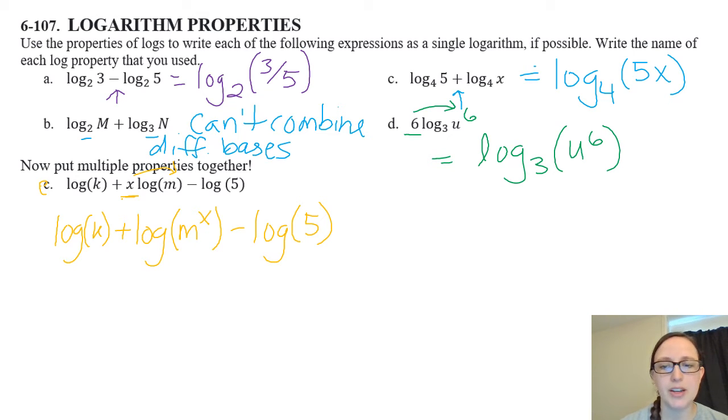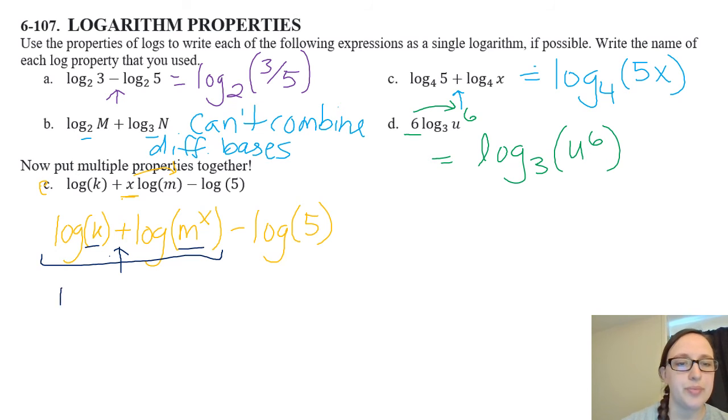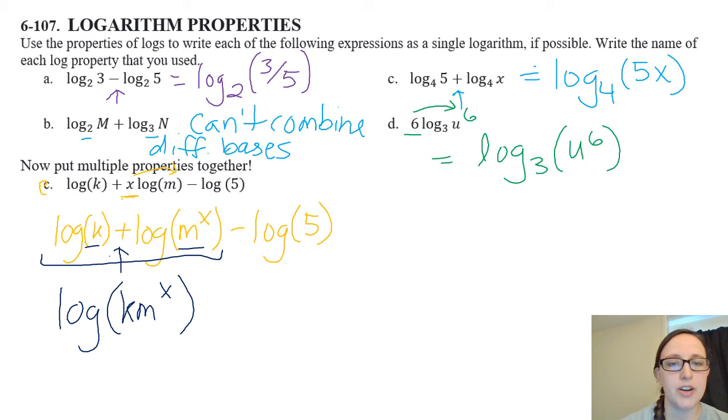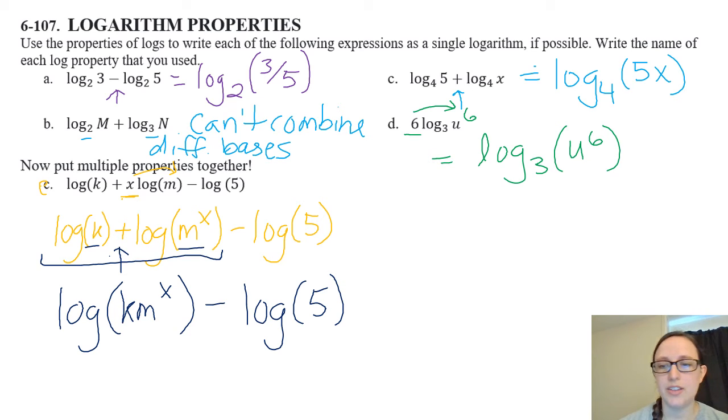So now I'm going to combine. I want to go left to right just like I would with simplifying expressions using the order of operations. So I'm going to start on the left side. I'm going to add, which means I'm going to multiply what's inside of the logs. So this is going to become log of k times mx. I have to leave it just like that because I can't actually multiply those since they're variables. And then I have minus log of 5 at the end.